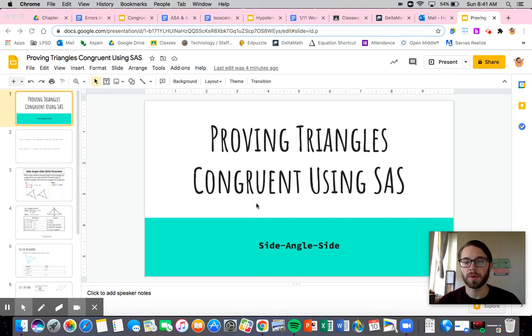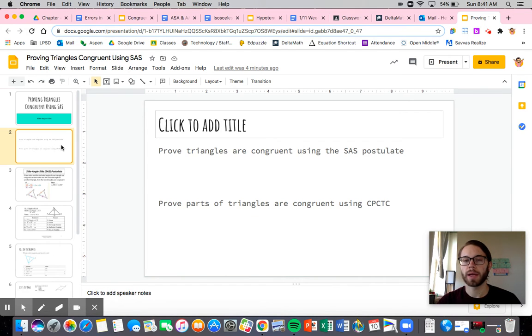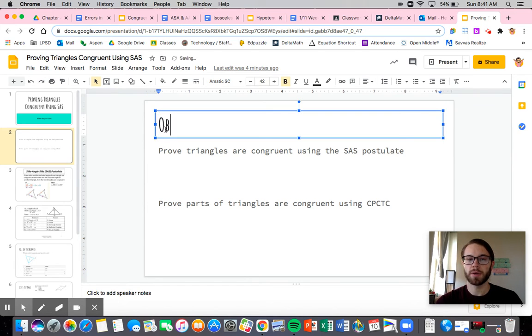Most of the techniques that we've used last week, we will come back and look at again, except this time now we have an angle instead of a third side. So what is our actual goal? Our objectives here are to prove that the triangles are congruent using the side, angle, side postulate, and then we're going to prove parts are congruent using CPCTC, which, for a quick reminder, was corresponding parts of congruent triangles are congruent.